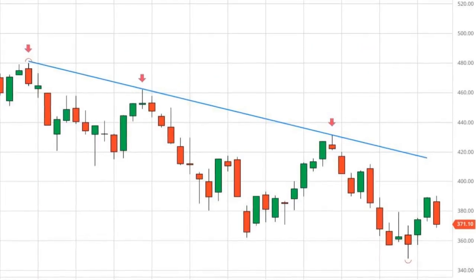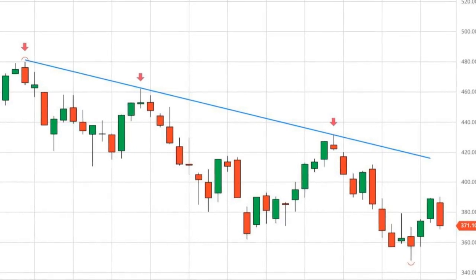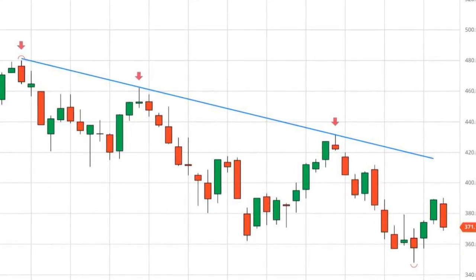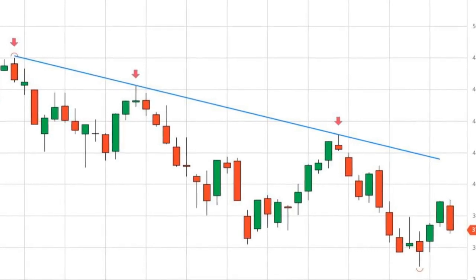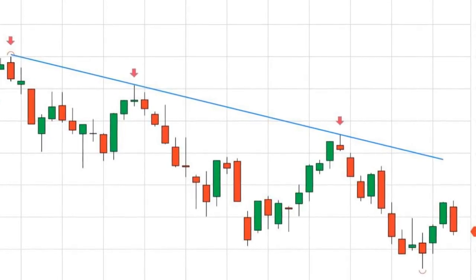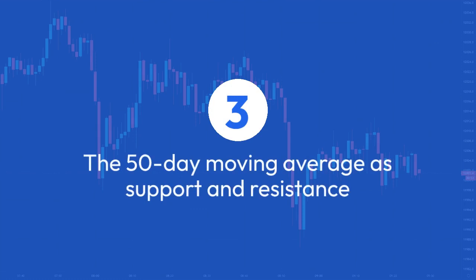Figure 3. Resistance is eventually futile. Just as support points can break at the end of an uptrend, resistance will eventually fail at the end of a downtrend. Three, the 50-day moving average as support and resistance.